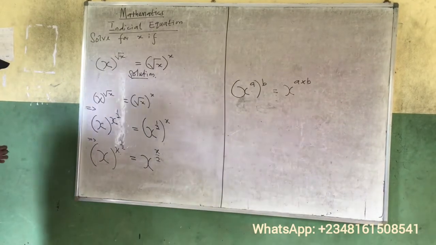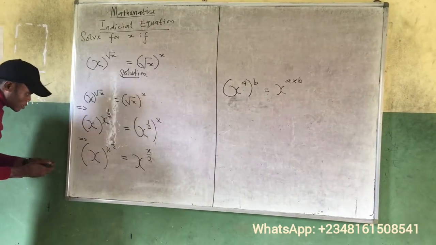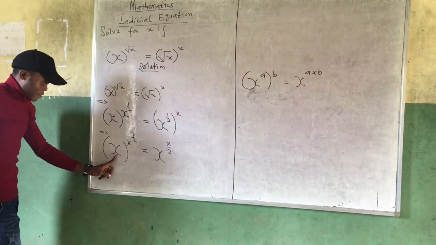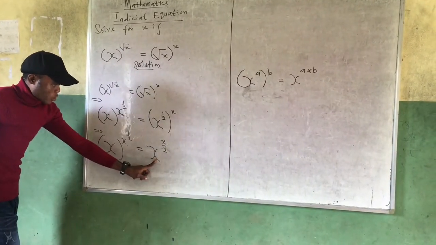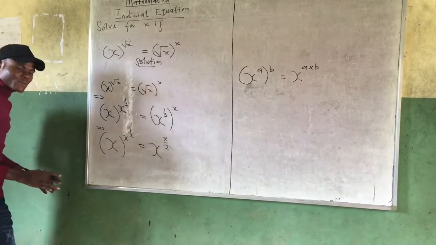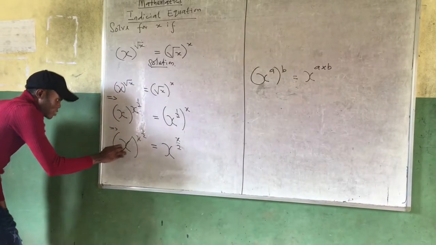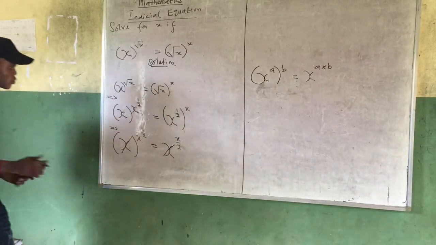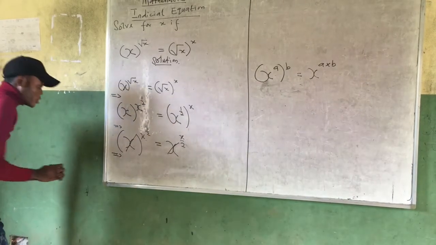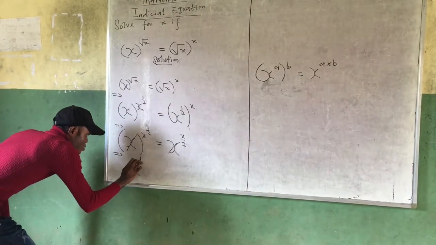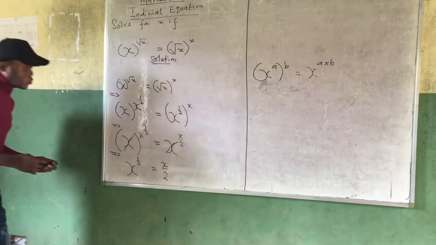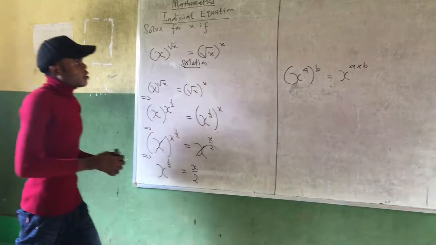From the law of indices, you will see that this base is x. This base also is x. Because this base and this base are the same thing, it shows that this and this can cancel out. And once that happens, what we're going to be left with will be x raised to power 1 over 2 equals x over 2.